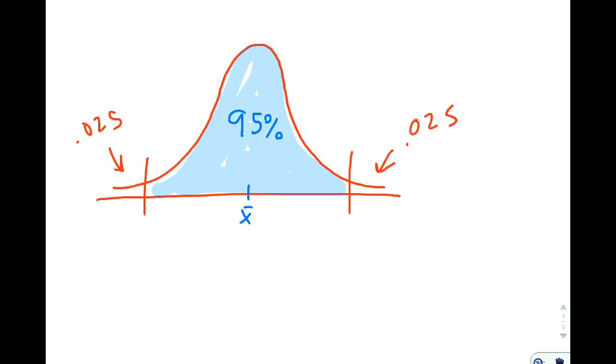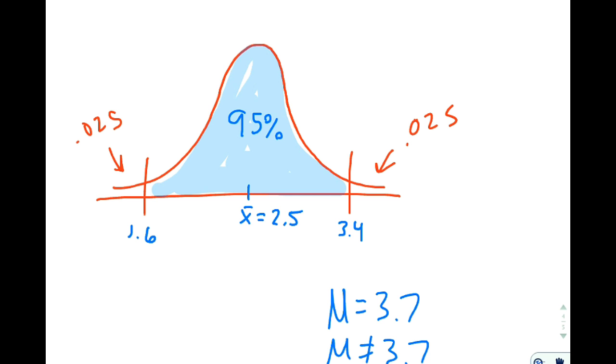So for example, let's say that your x bar is equal to 2.5 and your confidence interval ends up going out from 1.6 to 3.4. So if you did a confidence interval, let's say it went as low as 1.6, as high as 3.4, and your null hypothesis was that mu is equal to 3.7. The alternative, since this is a two-sided test, that mu is not 3.7.